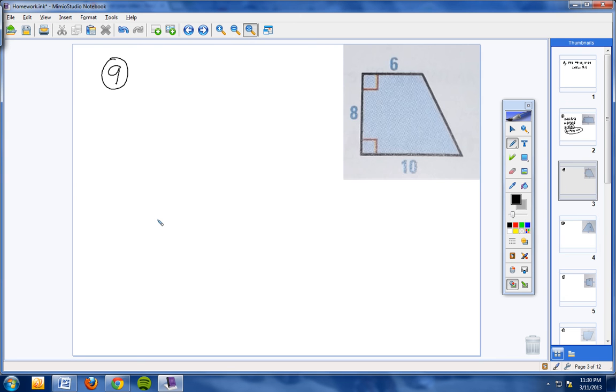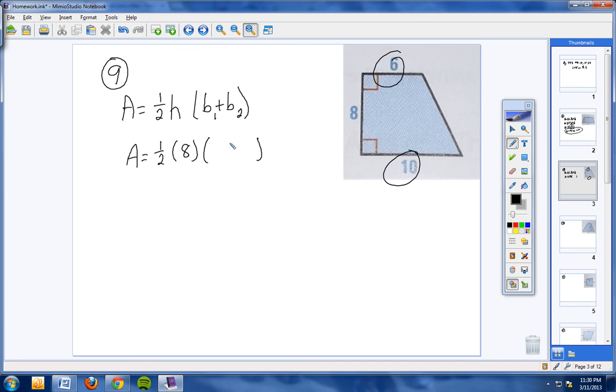Moving on to number 9. Okay, we're going to do the same thing over and over, students. There's the formula. So we're going to find the area of this trapezoid. Where the 1/2 is, I leave it 1/2. Where the h is, I substitute 8. And where my two bases are, I add the two bases together, 6 and 10. So I would get 16. Then 8 times 16 is 128. I always save my fraction for last. That's just how I do it. Then 1/2 times 128 would be 64 square units.